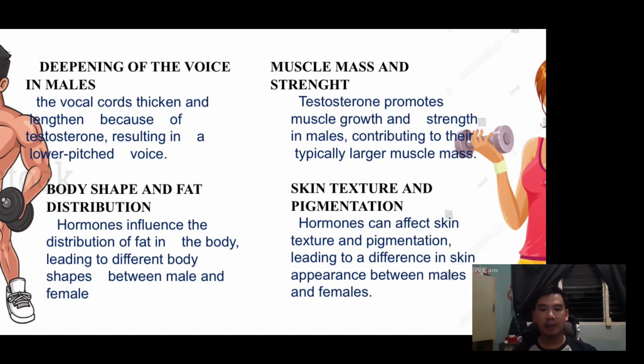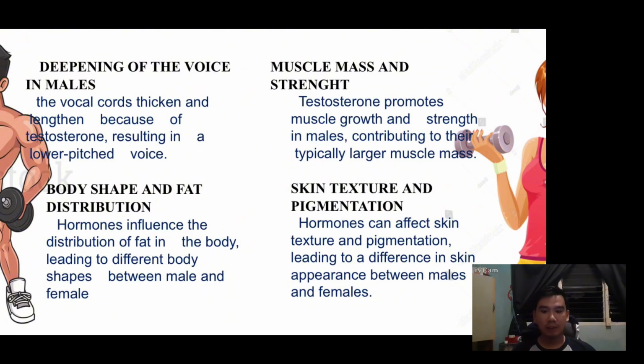Fifth is body fat distribution. The fat distribution shifts from the hips and thighs to the abdomen and upper body. Males generally have less subcutaneous fat but may store more visceral fat. Sixth is muscle mass and strength. Testosterone enhances muscle protein synthesis, leading to greater muscle mass, particularly in the chest, shoulders, arms, and legs. Males typically gain more strength and muscle definition than females.